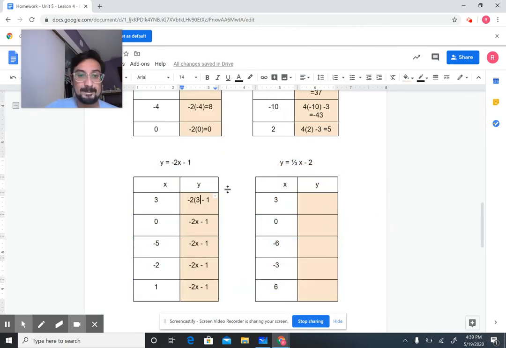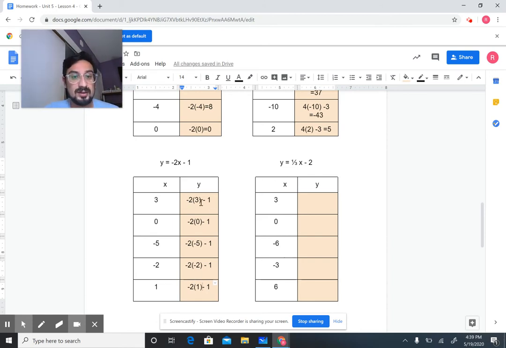You take this number and you put it there. This number, put it here. Also, that's negative 5. Take this number, put it here. And take this number. And always put it within parentheses so you can remind yourself it's multiplication that we're doing.